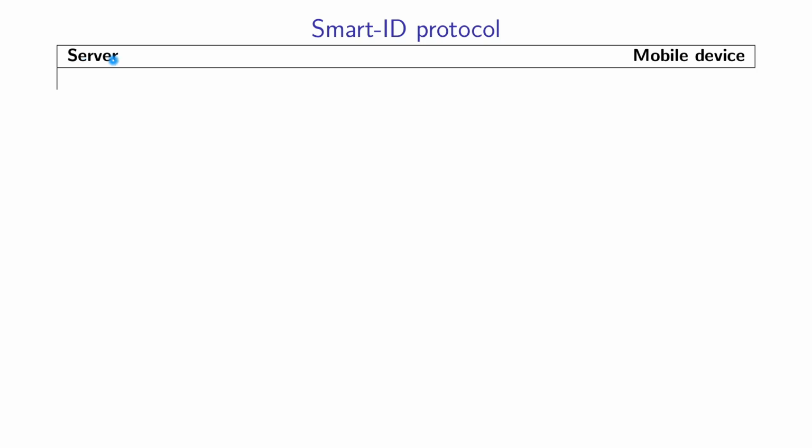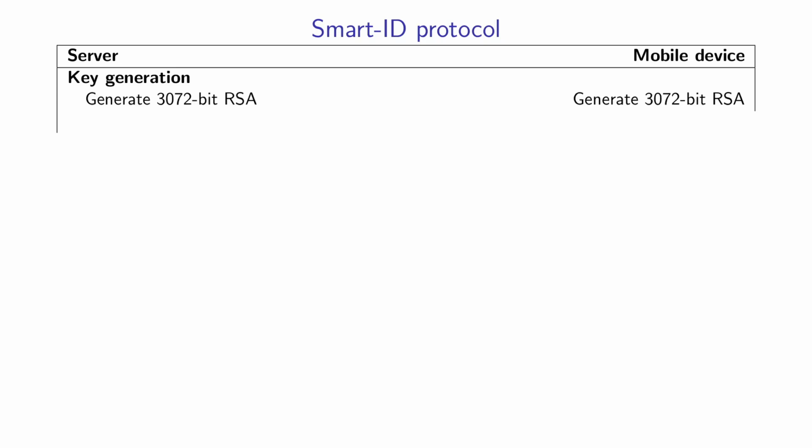So here we have the server and here the mobile device. In the key generation step, both parties generate the standard 3072-bit RSA key pair using a fixed public exponent 65537. As a result, each party has their own private and public key. We call them parts. So this is part 1 and this is part 2 of the common Smart ID RSA key pair.